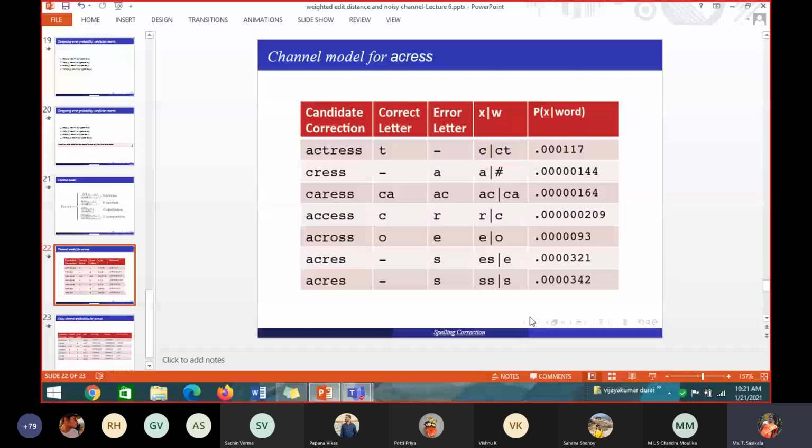Why have I taken two across? Can you make out? Because I am getting two different probabilities. That insertion can happen after E or insertion can happen after S in across. So they have taken the two possibilities, and don't worry about this probability, they have given random values for your understanding. That is the probability of X given W.